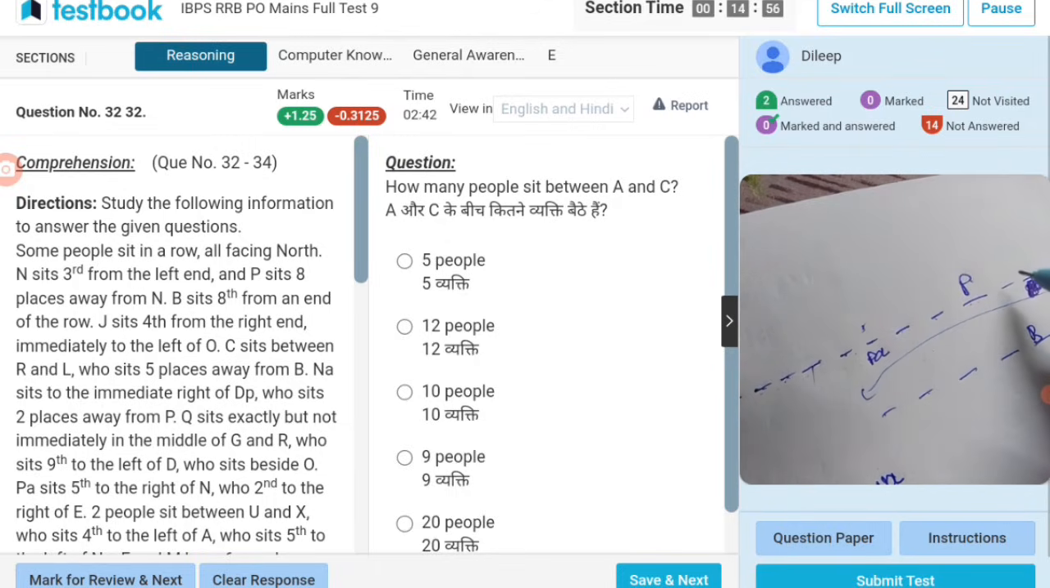So Q is exactly but not immediately between G and R. R is 9 to the left of D. 1, 2, 3, 4, 5, 6, 7, 8, 9. D is beside O.